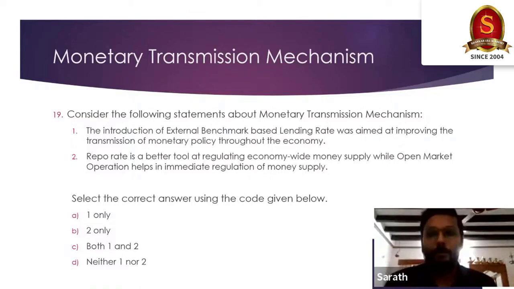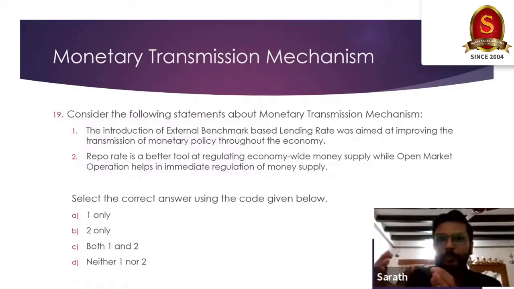When that was not happening properly prior to 2019, the RBI had reduced the repo rate by 135 basis points, but the banks had only reduced their lending rate by 40 basis points or something like that. That is poor monetary transmission. To overcome that, RBI said, we have a system called marginal cost of funds based lending rate, MCLR.